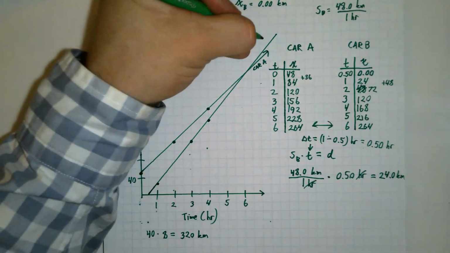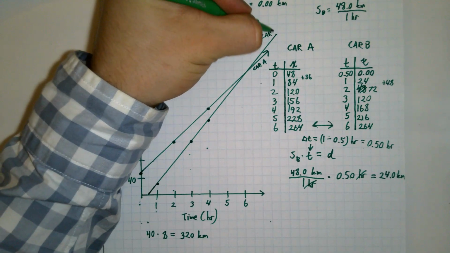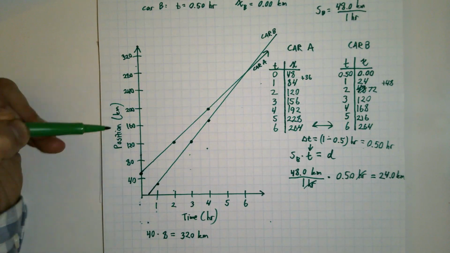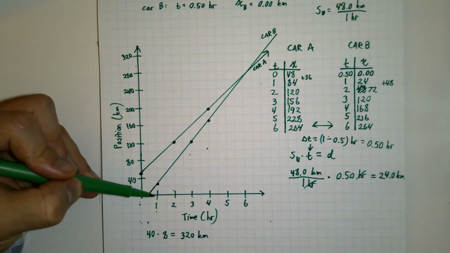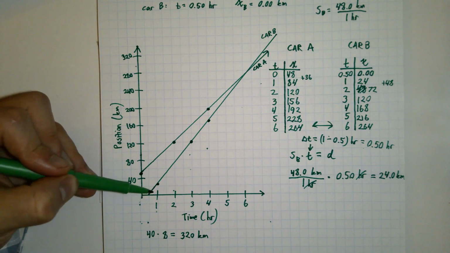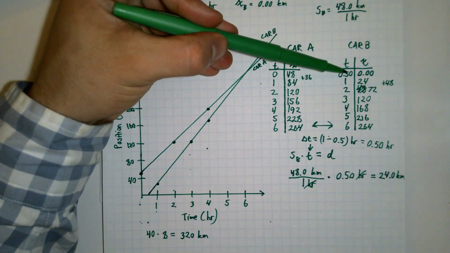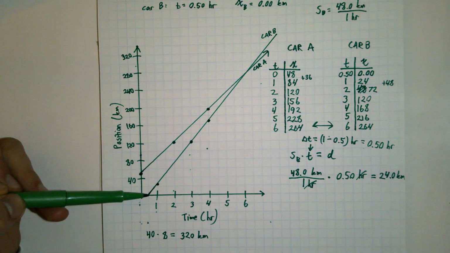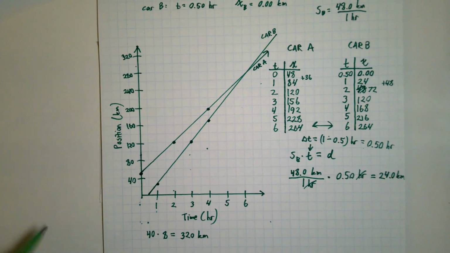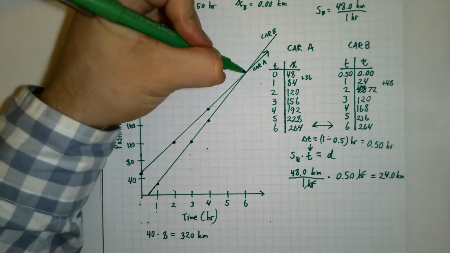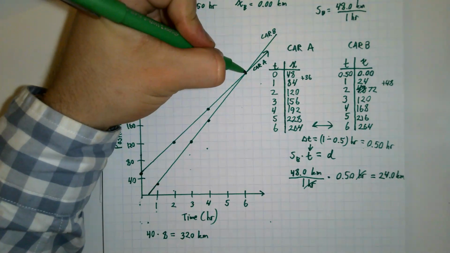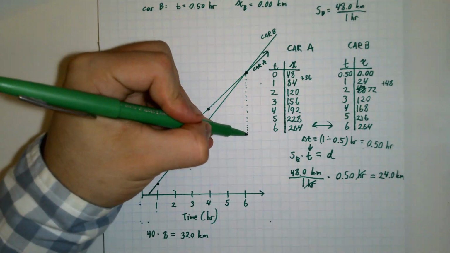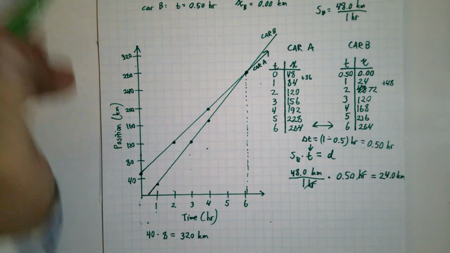Notice my line, my position versus time graph of car B, reaches a position of 0 at about this halfway point between 0 and 1 in terms of hours. That makes sense when I look back and see that at half an hour, my position is 0. Where do they intersect each other? At about this point right here, just near, right next to the 6 hour mark.